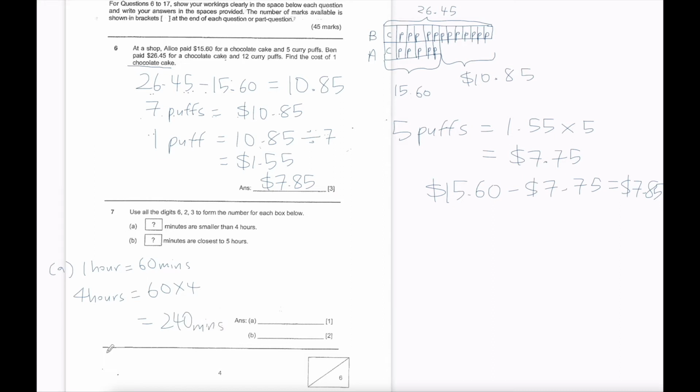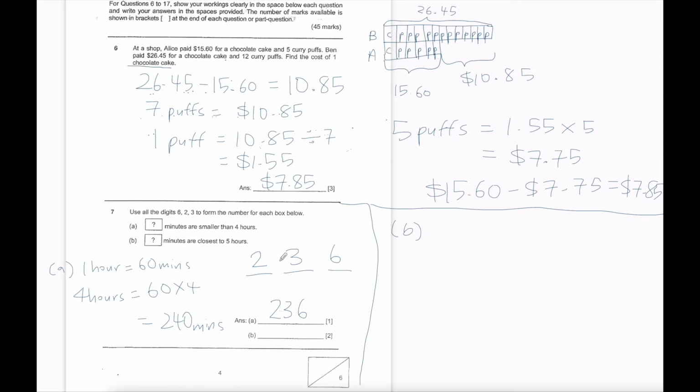So using all these digits, I have 6, 2, 3. My number of minutes has to be smaller than 240. So 2 has to come here, 3 has to come here, 6 has to come here. This is the only way we can get minutes that are smaller than 4 hours, okay? Because if we start from 3, then it will be more than 240. If we start from 6, it will be more than 240. Okay? So the answer is 236. Got it? So if I put 263, it's also wrong because it's more than 240. Okay, this is our only option. Okay? Let's go on to part B.